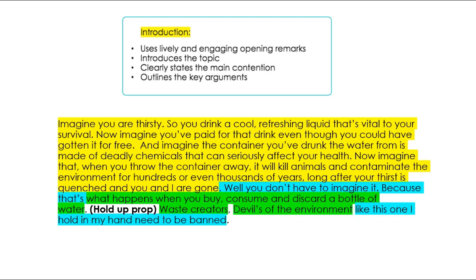We can see here the different colours mean different things. The yellow is the hook. This is the lively and engaging opening. It also contains some of the key arguments. This person has embedded it this way. You don't have to structure yours this way.